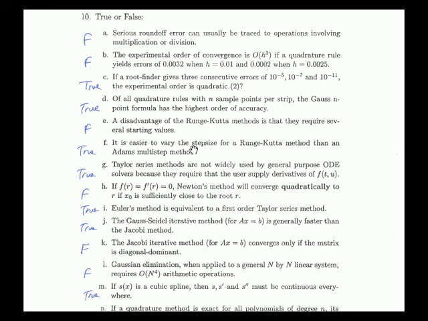It's easier to vary the step size for Runge-Kutta method than a multi-step method. That's true, because the Adams multi-step methods are assuming h is constant, and you have to interpolate, and it's a little bit of a pain in the neck to change h.